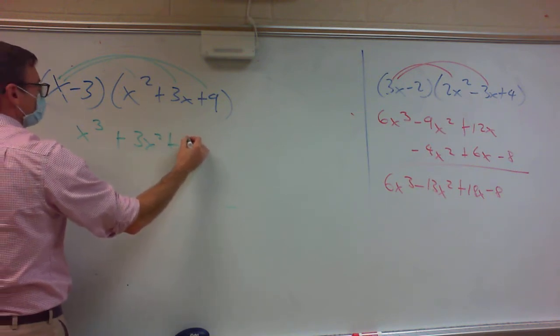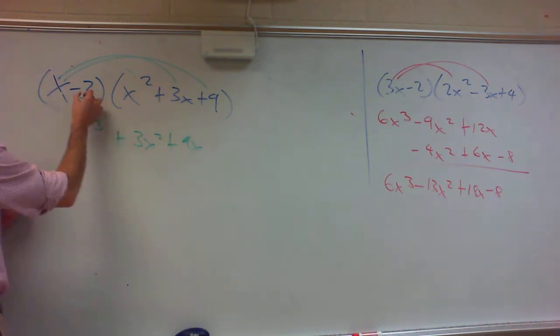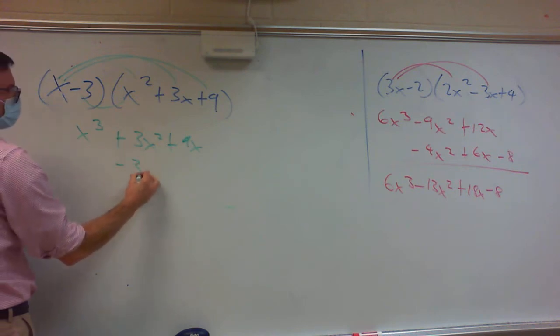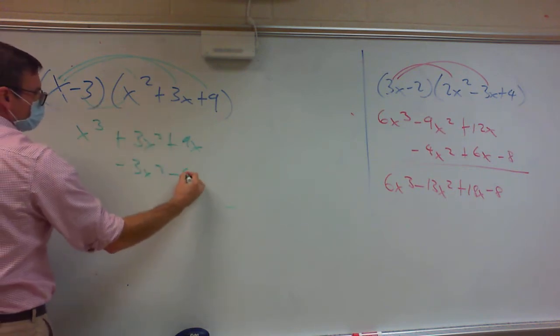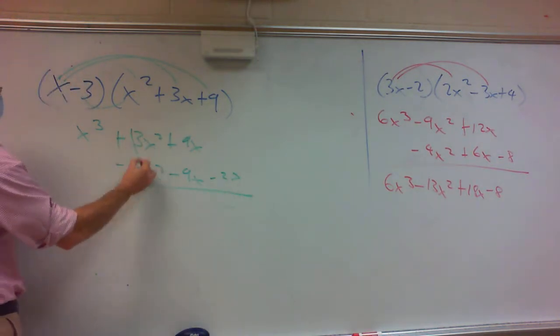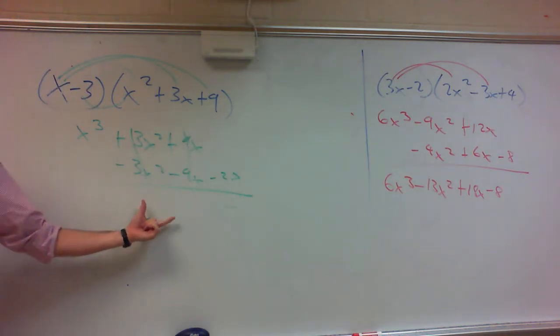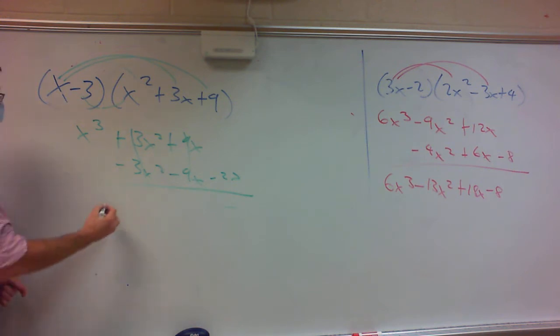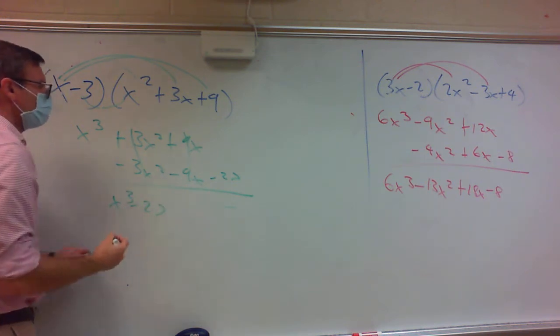what's that, 9. So now this times this gives me a minus 3x squared. This times this gives me a minus 9x. This gives me a minus 27. Well, that's kind of neat. You get terms that cancel out, right? That is going to give me x cubed minus 27.